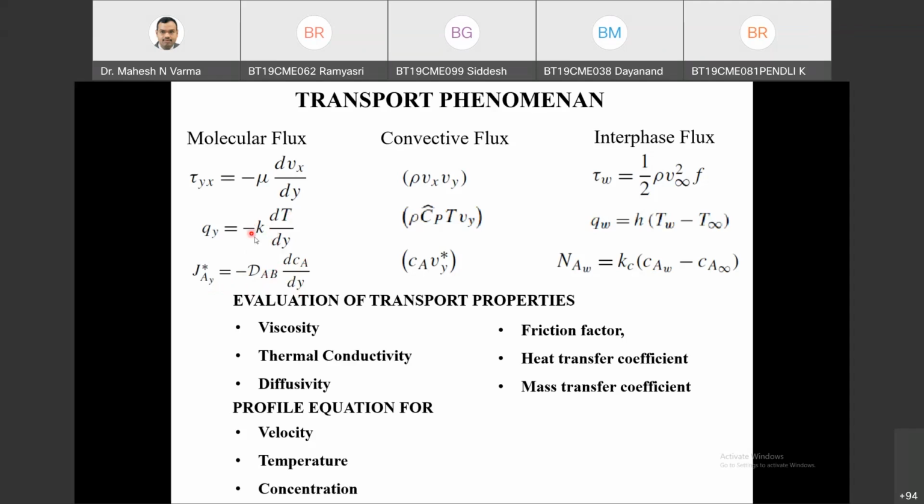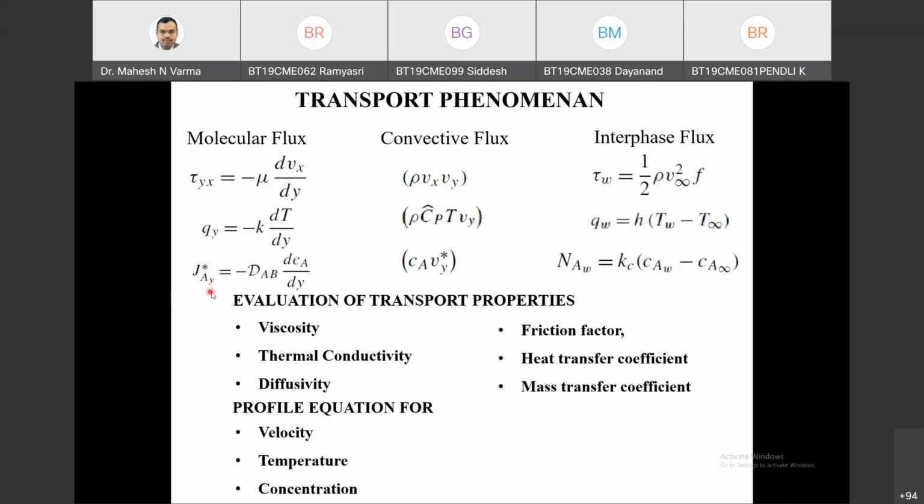Then we discussed heat diffusivity and momentum diffusivity also, and got some dimensionless numbers. But these are the basic laws: Newton's law of viscosity, Fourier's law of heat conduction, and Fick's law of diffusion. Then convective flux is very simple, because velocity is the characteristic of convective flux. Wherever there is velocity, there will be convective flux.